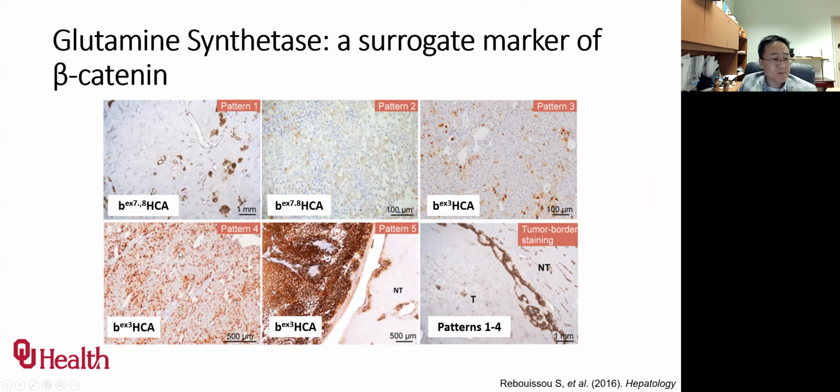This is an intense heterogeneous pattern. And this is an intense homogeneous pattern. These are the 3 patterns we can see in exon 3 mutated hepatocellular adenoma, and they have a risk of malignant transformation. And this is a pattern called the periphery enhancing pattern. It can be associated with either one, so it's not very helpful, especially on the biopsy.